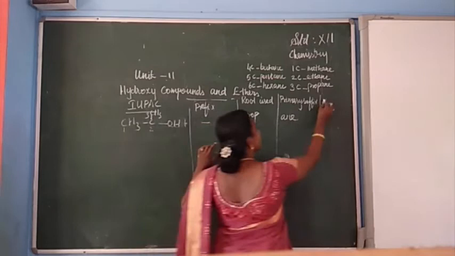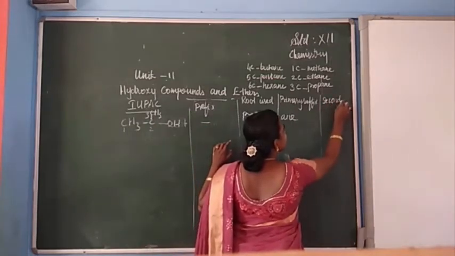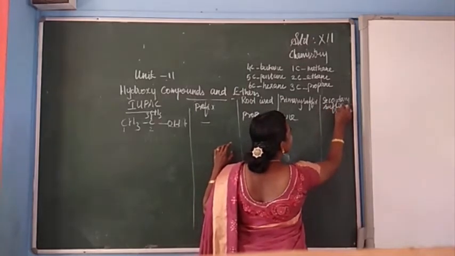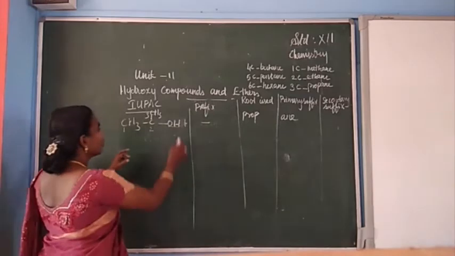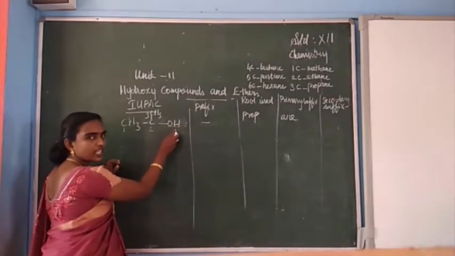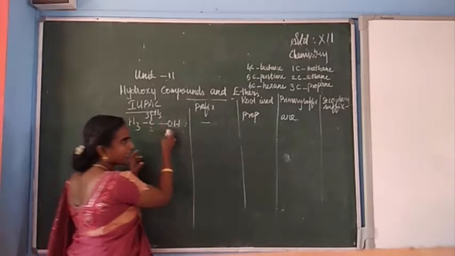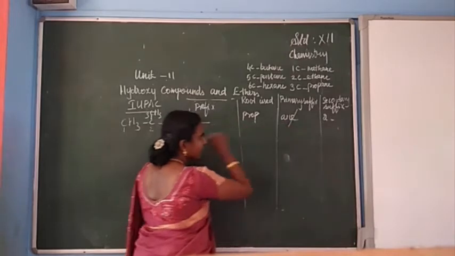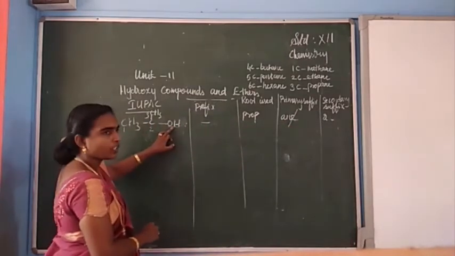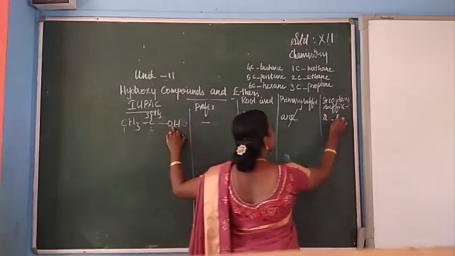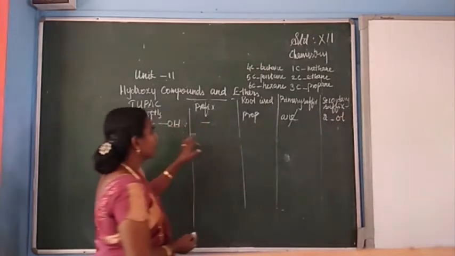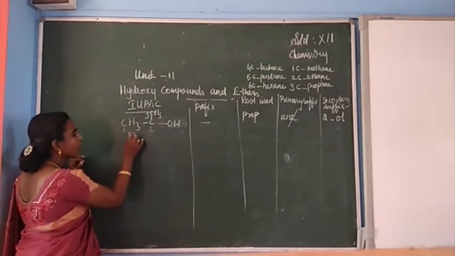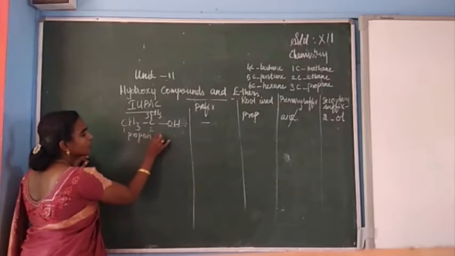Then next, the secondary suffix. Alcohol is the functional group, attached with the second carbon. Here 2. When you are writing the name, no need of this e. Alcohol should end with 2-ol. So finally we can write the IUPAC name of this compound as propan-2-ol.